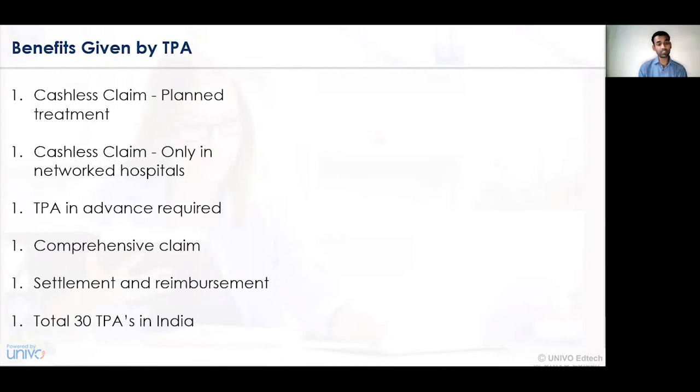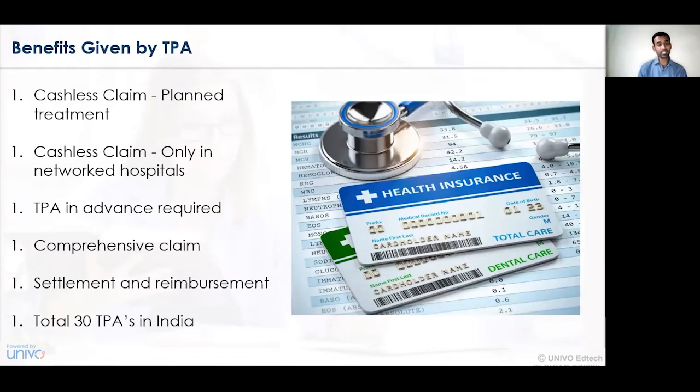Settlement and reimbursement. The third-party administrators also deal with settling the claim, either for an individual claim or for a group of claims, that is, the comprehensive claim also. And lastly, the reimbursement. Reimbursement is a particular concern wherein the amount is paid by the TPA, that is the third-party administrator, to the insurance company, and the insurance company pays the insured person.